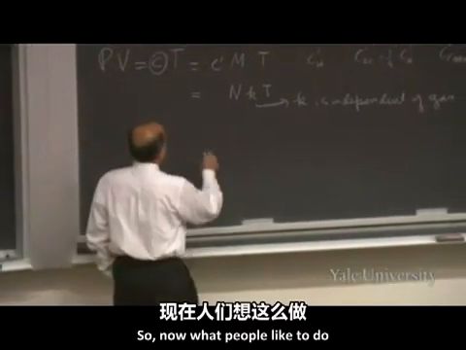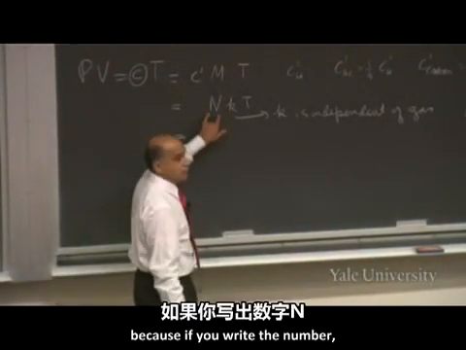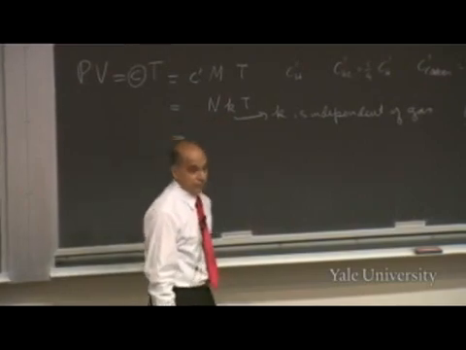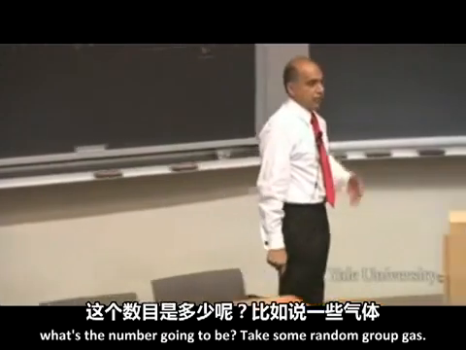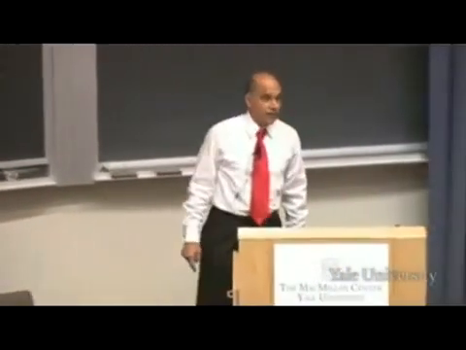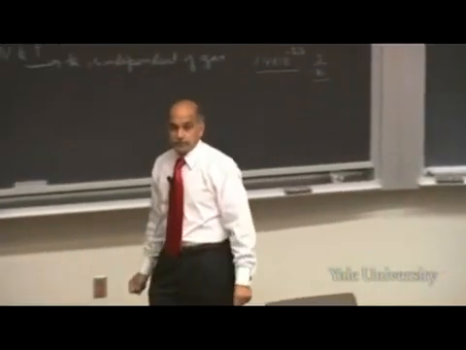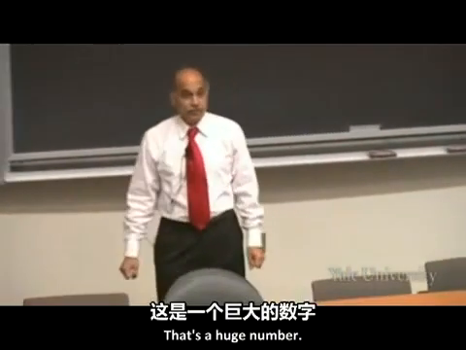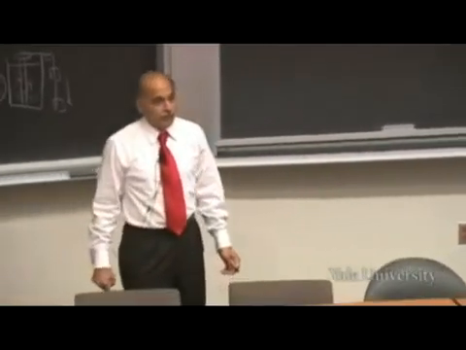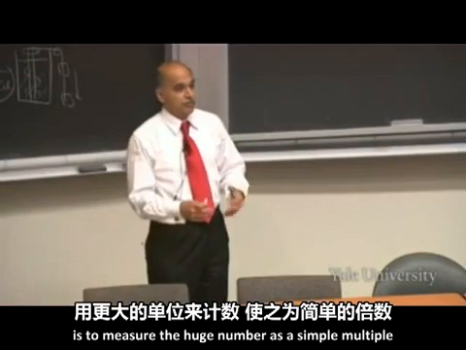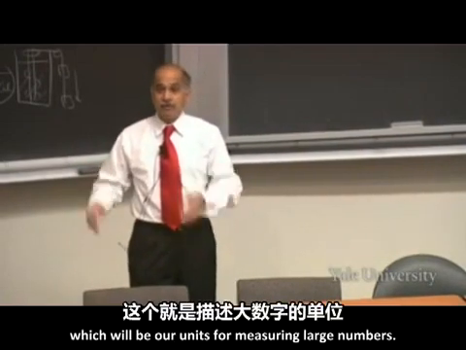So now what people like to do is they don't like to write the number. Because if you write the number in a typical situation, what's the number going to be? Take some random gas. 1 gram, 2 grams, 1 kilogram, doesn't matter. The number you will put in there is some number like 10 to the 23 or 10 to the 25. That's a huge number. So whenever a huge number is involved, what you try to do is to measure the huge number as a simple multiple of another huge number, which will be our unit for measuring large numbers.